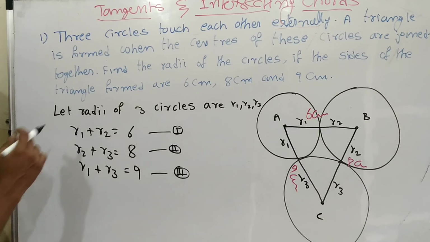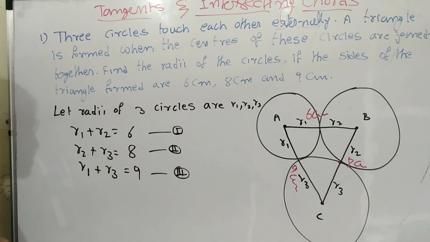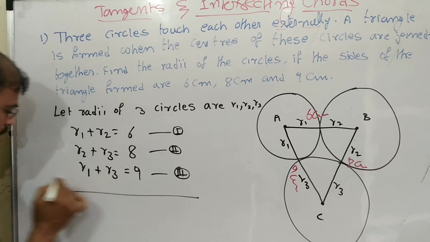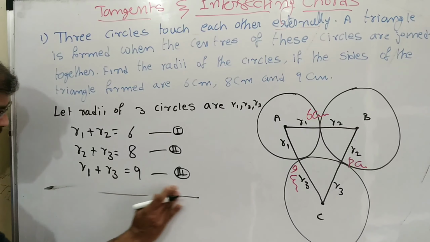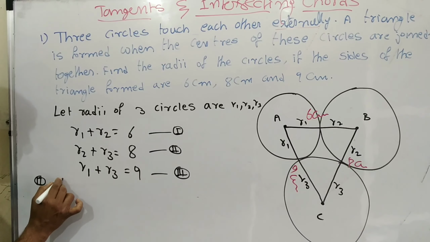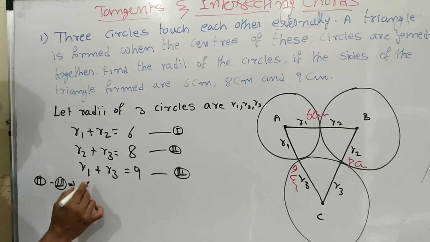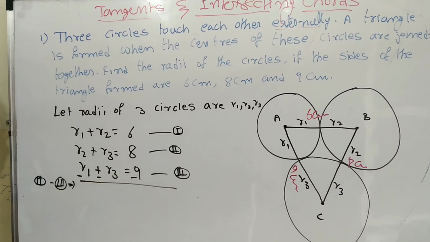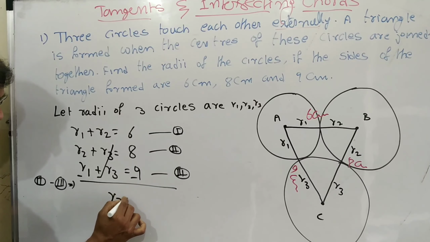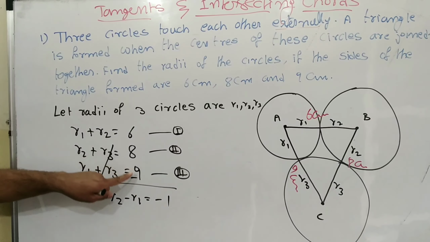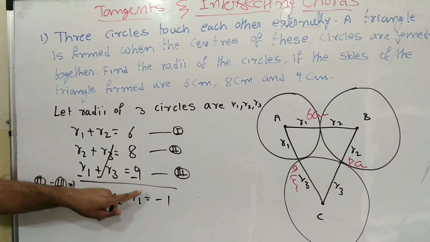To solve these three equations, take any two equations and solve them. So now I am going to do these two equations. I will subtract: equation 2 minus equation 3. Whenever you are subtracting, change the sign. So R3 will get cancelled. Now what is remaining here? R2 minus R1 equal to minus 1, because 8 minus 9 you are getting as minus 1.